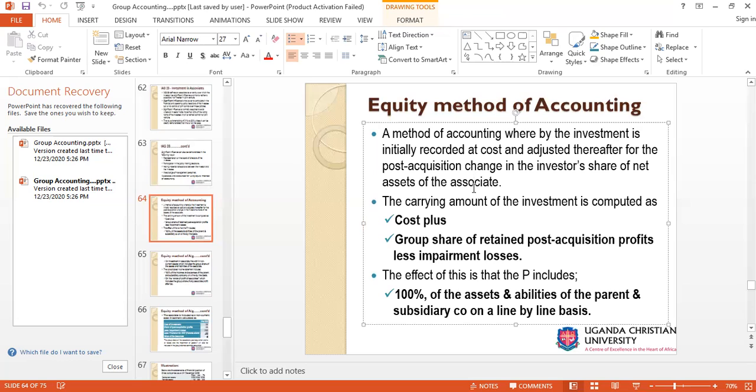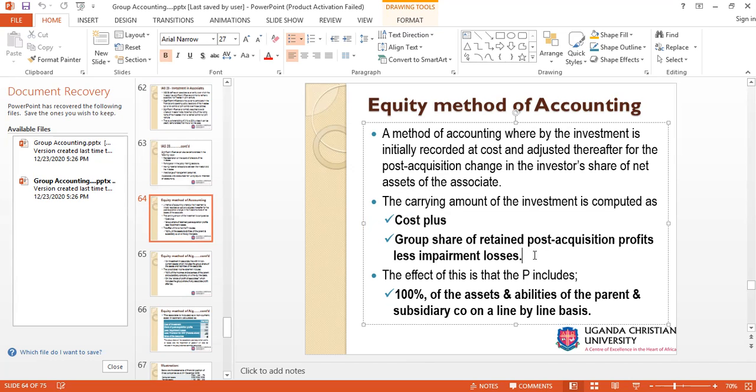So to measure the value of investment in associate, you take the initial cost and add the post-acquisition changes, for example, the investor's share in the post-acquisition profits of the associate. If the associate during the period has made, say, 20 million, you take the price that was paid at the beginning to acquire the associate's shares, then you add the percentage of the 20 million profits the associate has made over the period. We shall look at how that is done.